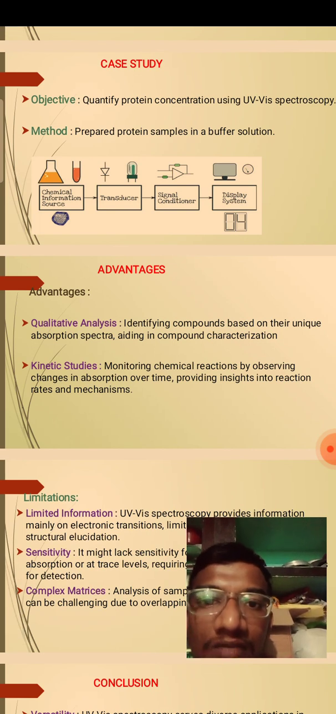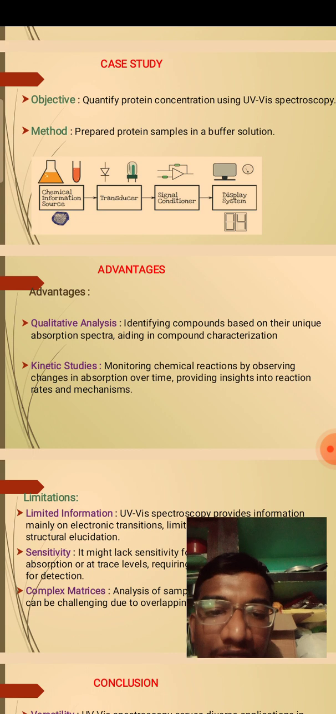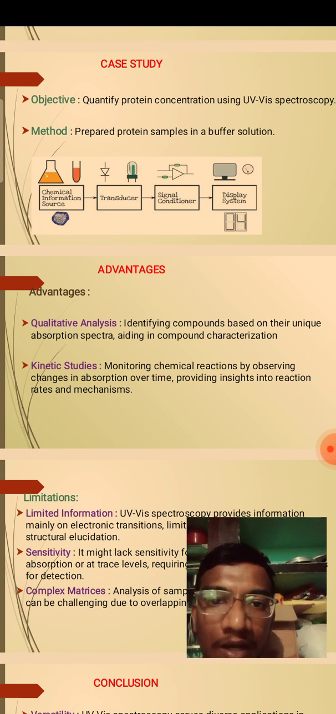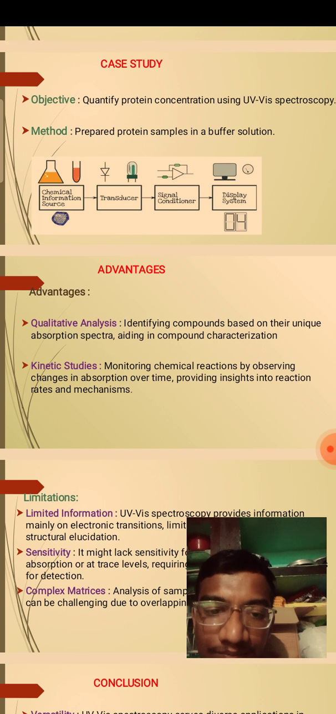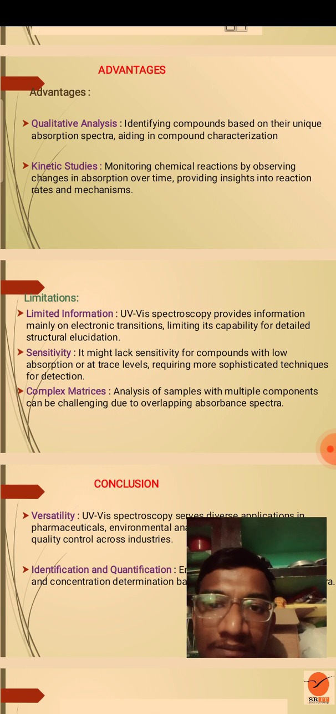Now we can see the advantages of the spectroscopy. In advantages, we have two: qualitative analysis and kinetic studies. First, qualitative analysis: identifying compounds based on their unique absorption spectra, aiding in compound characterization. And kinetic studies means monitoring chemical reactions by observing changes in absorption over time, providing insights into reaction rates and mechanisms. And in this spectroscopy, we can also see limitations.